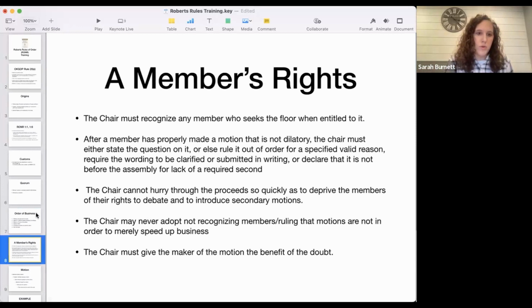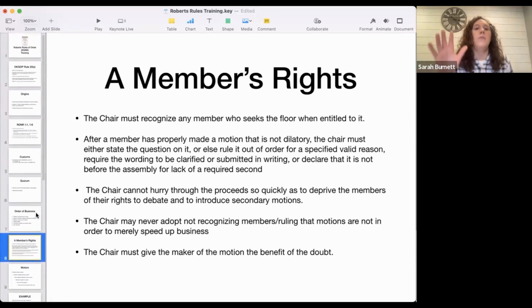Okay, so those were just some overarching principles of Robert's Rules: that we're a deliberative assembly, that customs don't rule us, bylaws and rules rule us, and that quorum must be present, and then the order of business. Now let's talk about the rights of every individual person in that assembly.